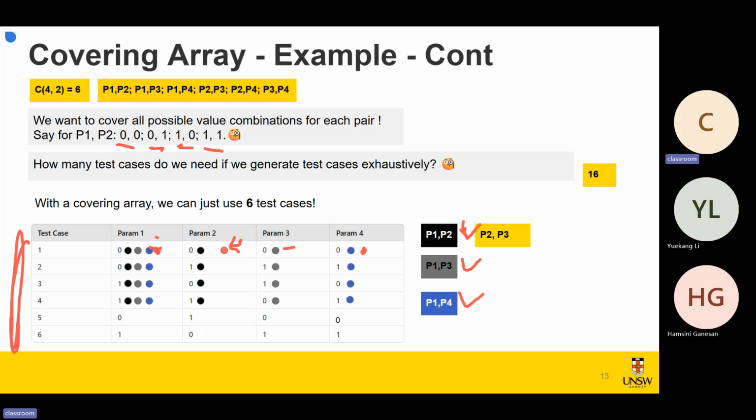And then let's move on, P2 and P3. For P2 and P3, we can use test case 1 to cover the situation of 0, 0. And what about 1, 0? We can use test case, what about 0, 1, 0?